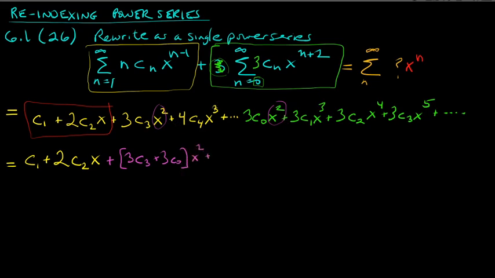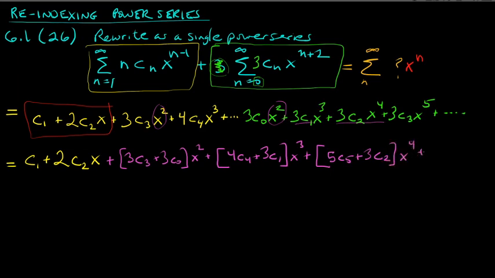And then moving on to the x to the 3 term, you're going to have 4c4 plus 3c1 times x cubed. And I guess we can do one more. Now, I wasn't able to write it, but I think you get the idea. This will be 5c5 for the x to the 4 term. And then here you're going to have 3c2 times x to the 4. And we can do one more, but I think you get the hang of it, right?